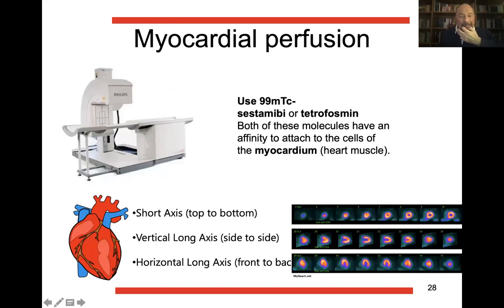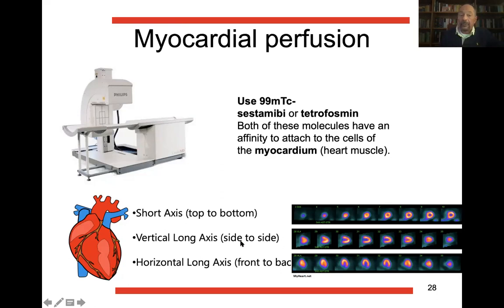Now, why is 99 technetium so much used? One of the main reasons is that 99 technetium is used in cardiology. It's used in cardiology in the form of sestamibi or tetrofosmin radiopharmaceutical. They attach to the cells of the myocardium, so to the heart muscle. They are specific. And this allows you to have an image of the heart, which is generally shown in these images here in 3 lines of images.